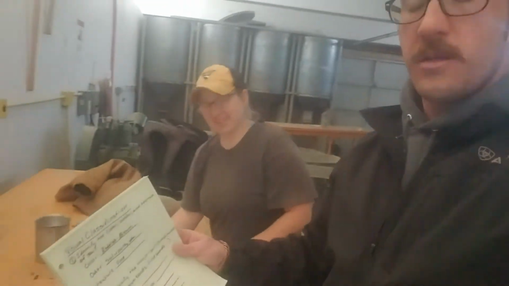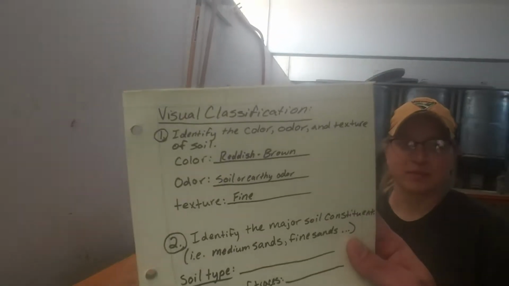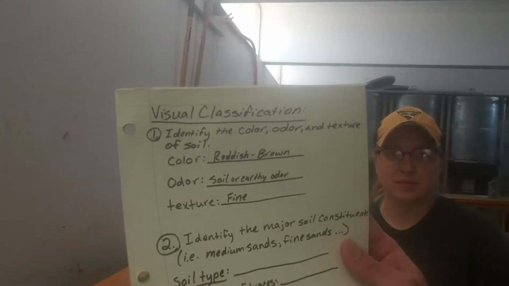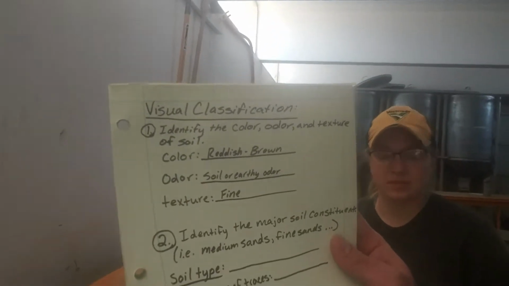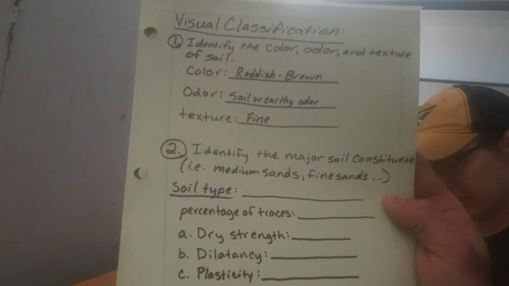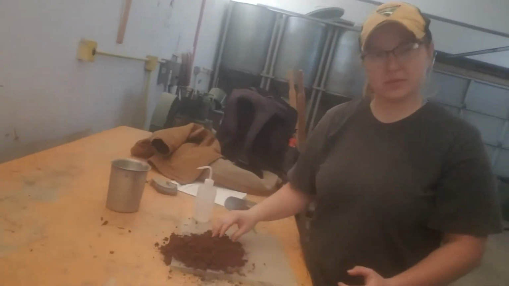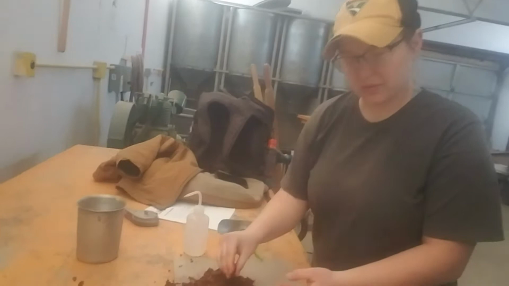After Sarah's visual classification, we have recorded our data for our reddish brown color, our odor of soil or earthy odor, and then our texture of a fine material. Now we'd like to step into the identification of the major soil constituent, being our soil type, as well as the percentage of whatever secondary we might find.